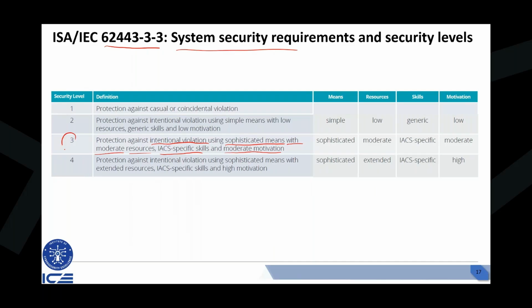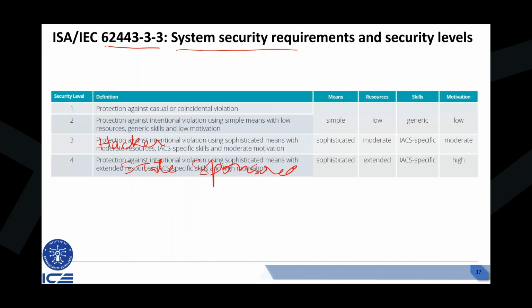And obviously, I'm sure you've guessed that the fourth one is one step further: intentional violation using sophisticated means, just like the previous one, but with extended resources and high motivation. Typically, to differentiate between these, I would call this a typical hacker over here, and for example, this is a state-sponsored attacker. I'm just giving an example. There could be other examples as well.